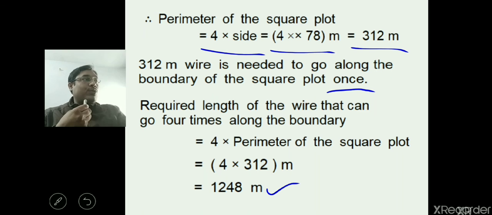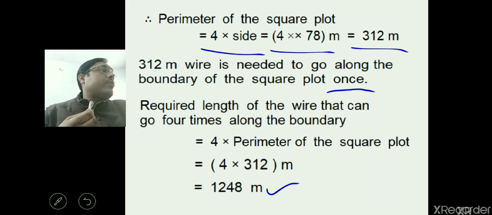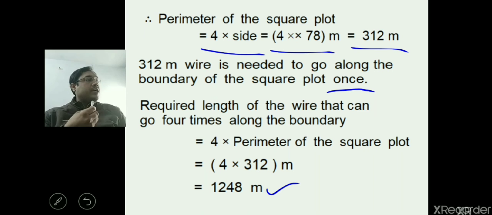So I hope you all have understood this. Okay, and now you can complete the exercise, questions number 9 to 17. That means you can complete this exercise 20A of mensuration.